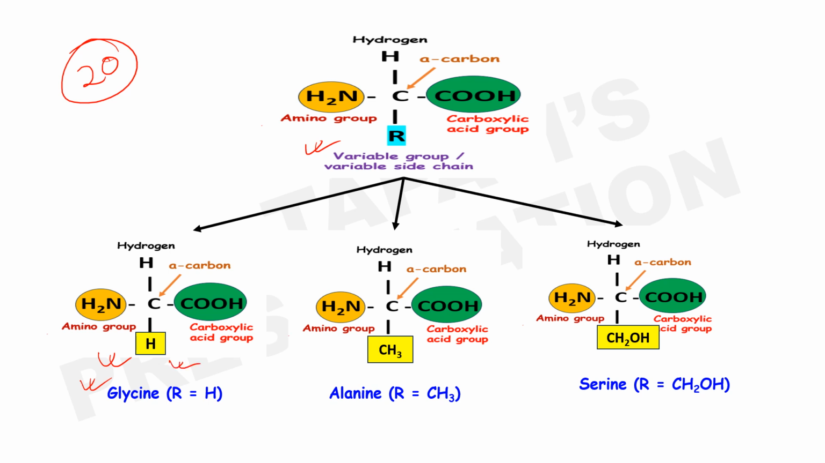If you see the structure of alanine, the R group is a methyl group, and in case of serine, R is equal to CH2OH, that means a hydroxymethyl group. In this way, for the other 17 amino acids, there will be only a difference in the R group. Other than that, the hydrogen, amino group and carboxylic acid group are fixed. That means these are obviously present in each and every amino acid. Only the difference would be in the R group.